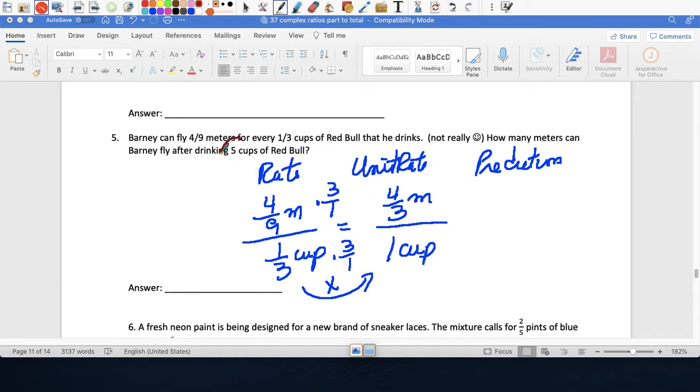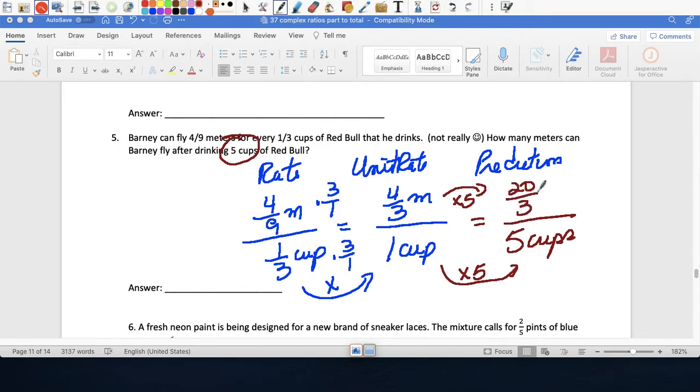But the question is, what happens when we drink 5 cups of Red Bull? Well, times 5, and then we're going to multiply this times 5. And we get 20/3, or if we change it to a mixed number, 6 2/3 meters with 5 cups of Red Bull.